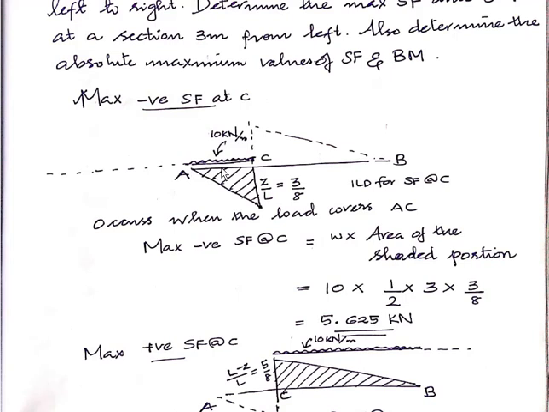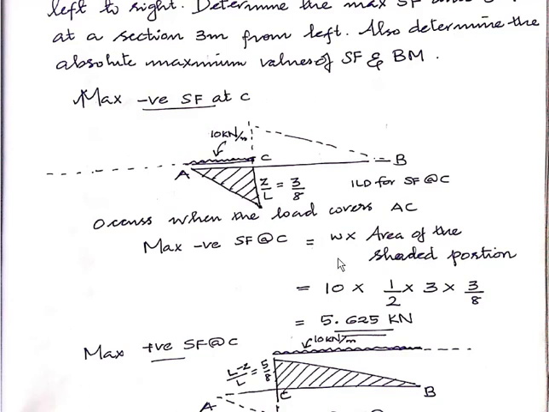So C is at a distance 3 meter from A. So this length is 3 meter and this ordinate is 3 by 8. And this is a triangle. So W into area of the shaded portion will give the value of maximum negative shear force at C.